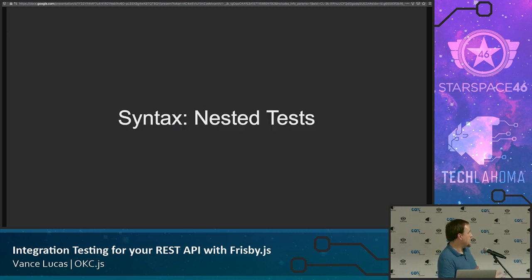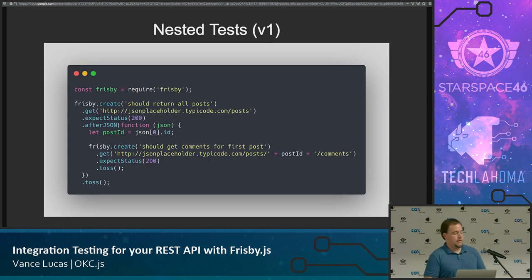So let me do some cool stuff. With nested tests, an example would be like here, I'm fetching all the posts, and then I'm getting the comments for the first post. A better example might be if you create an item, and then you want to see in the list of things if that item you just created is there, or if you need to log in first to do something, and then you need to do something else with the login. So this is version 1.